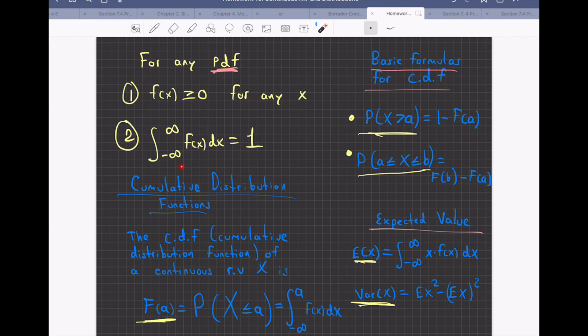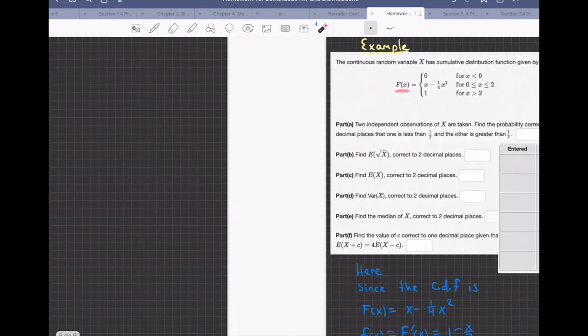Here, this is an important property. To have a valid PDF, the function should be greater than or equal to 0. The values of the function should be positive or 0. But the other important property is that the integral over all the real numbers for the function should be equal to 1. So we can verify that for our example.